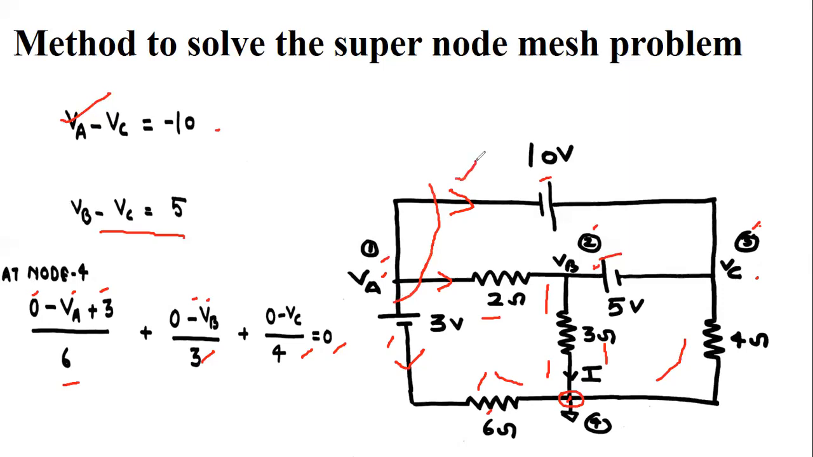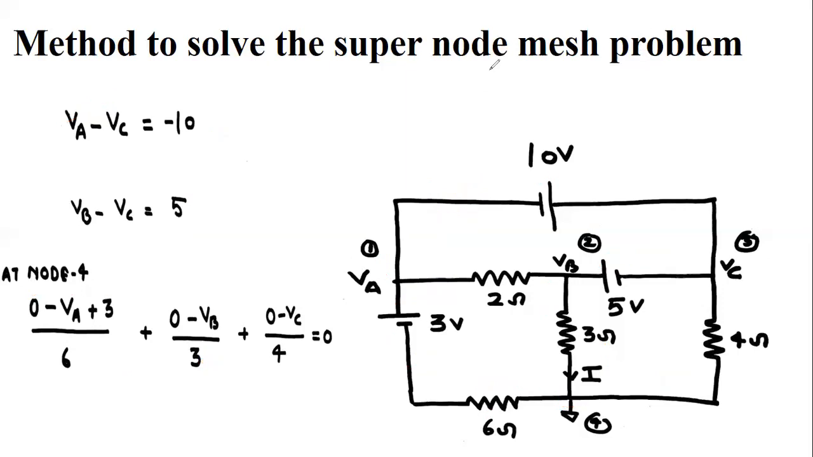In supernode analysis, a supernode always gives you one equation. Here there are two supernodes, so we have already got two equations. If there were one more supernode, then in that case we would not need this problem. So this is my supernode solution.